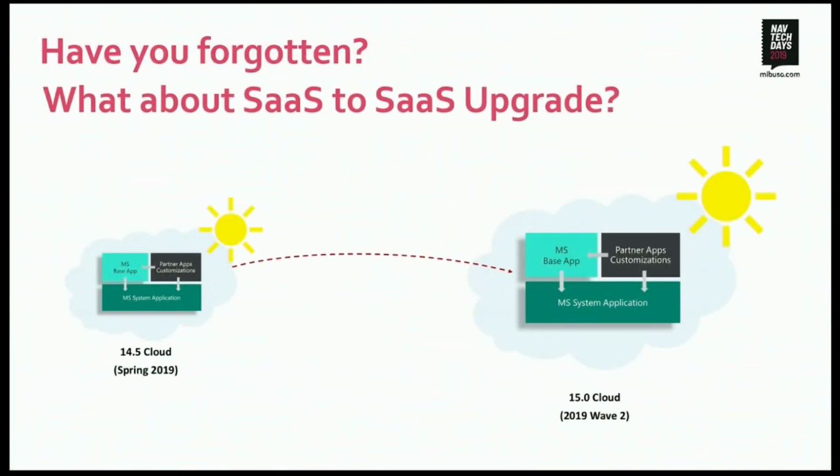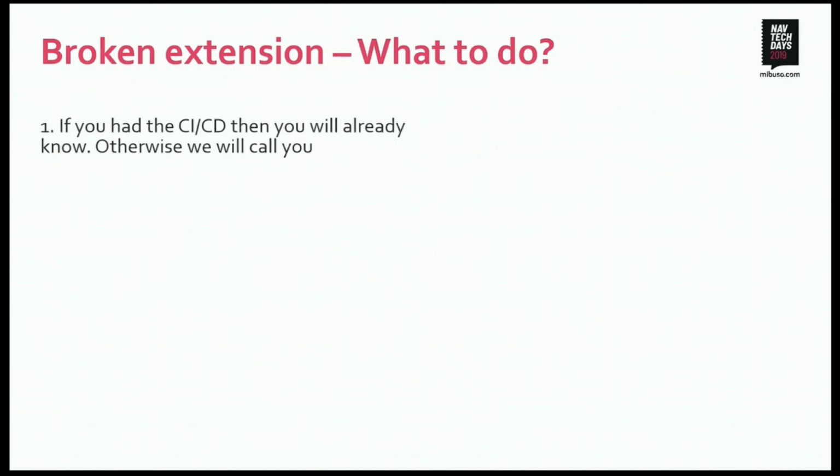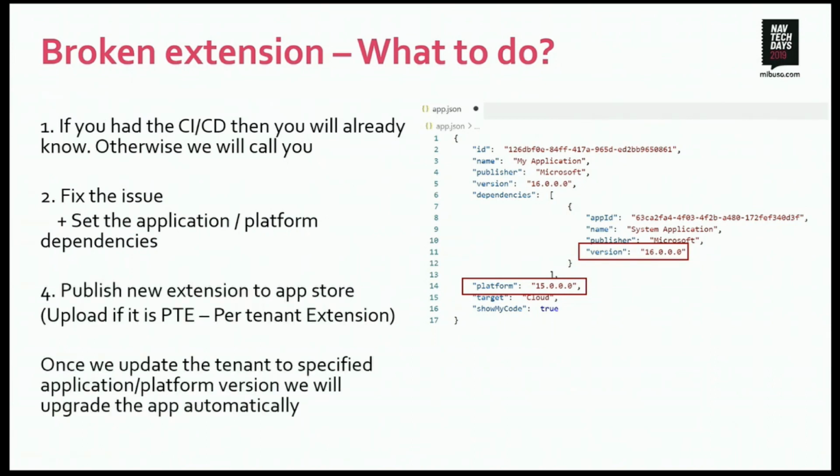And the last thing, which I've kept the best for the last, what about the SaaS to SaaS upgrade, right? If you have the extension, if your extension is working, you don't have to do absolutely nothing. Destination AppsForMigration is going to fix it. If it is broken, we recommend it to have CI/CD. You should already know, otherwise we'll call you. You should fix the issue. You need to set the dependencies, and you can publish the new extension. When we get to these dependencies which you have specified, we are going to automatically upgrade your PT or your app source extension.